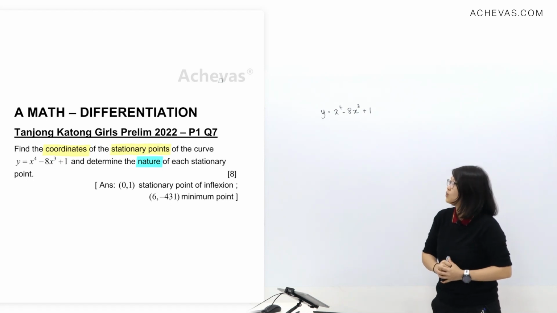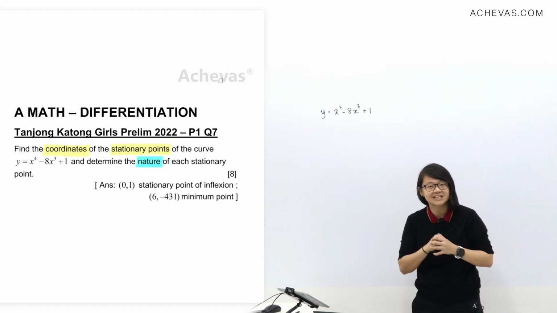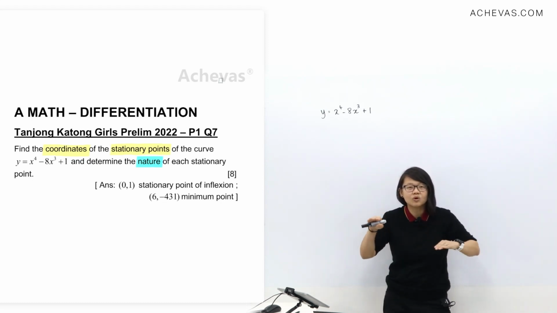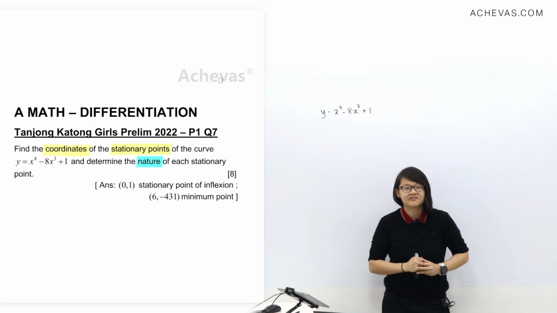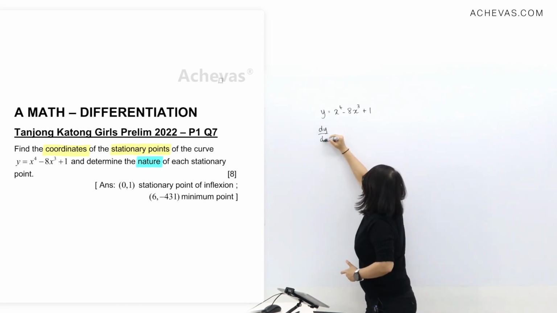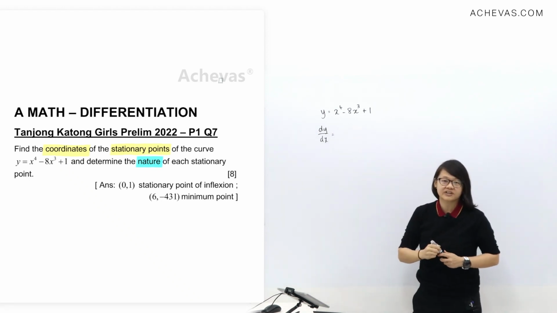Let's take a look at task number 1, to find the coordinates of the stationary points. So we all know that at a stationary point, the gradient will be 0. So I'm going to first find dy/dx. dy/dx is the gradient of the curve.